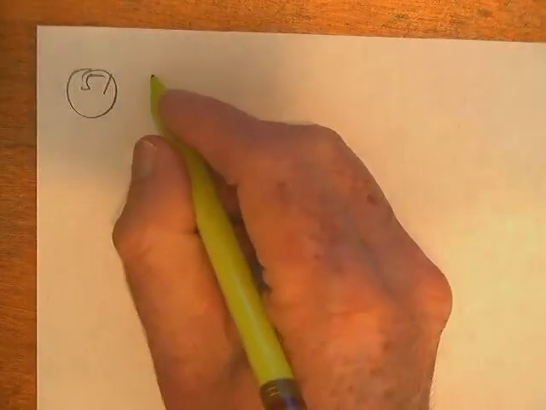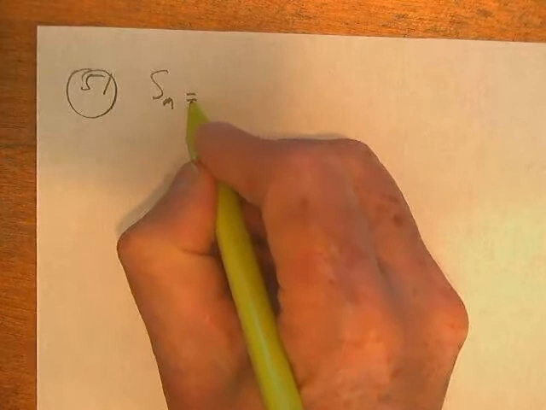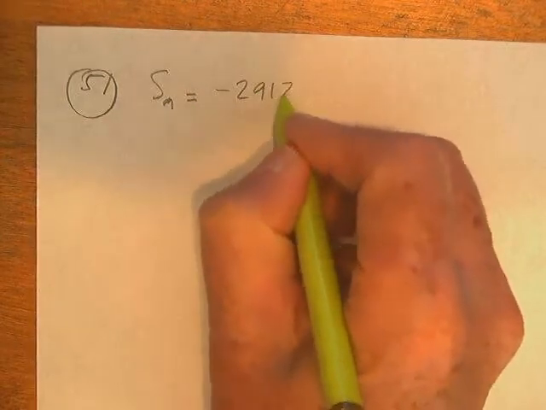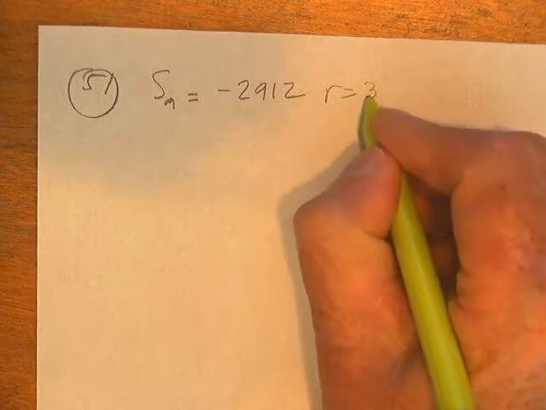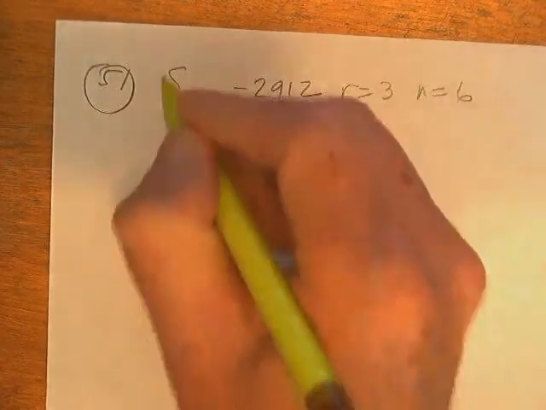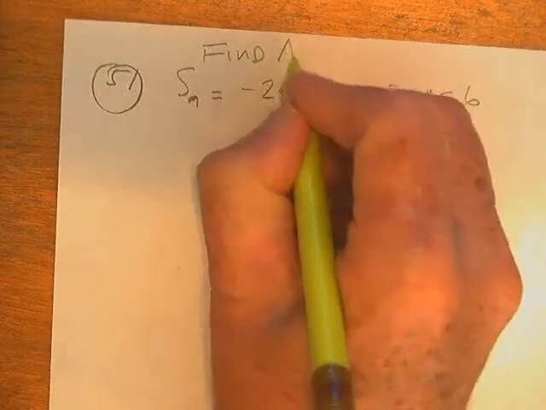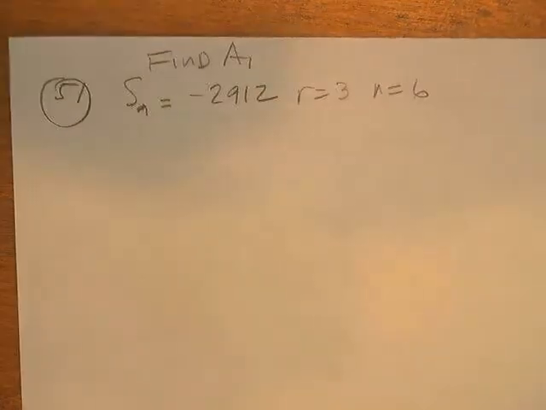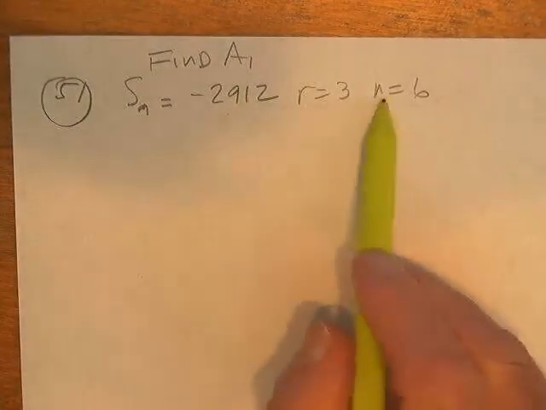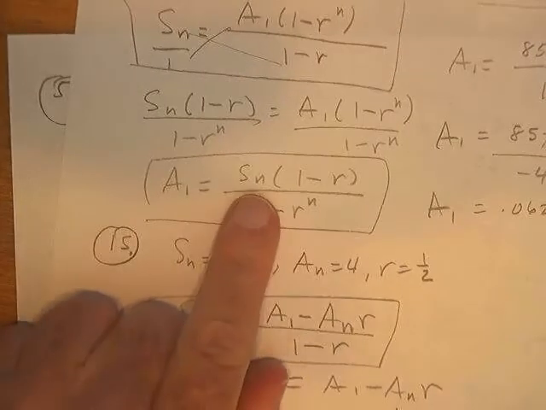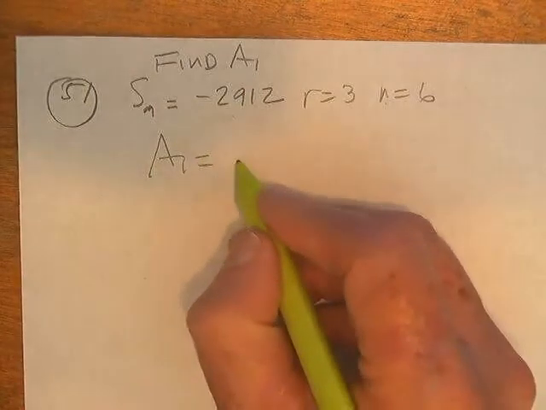Okay, very good. We're about 10 minutes in. Let's see if we can squeeze some of these at the bottom down here. Here's 51. 51 is back to those other formulas. And they want me to find the first term again. Okay, so let's see. They give me S, R, and N. I want to use this formula for A1.